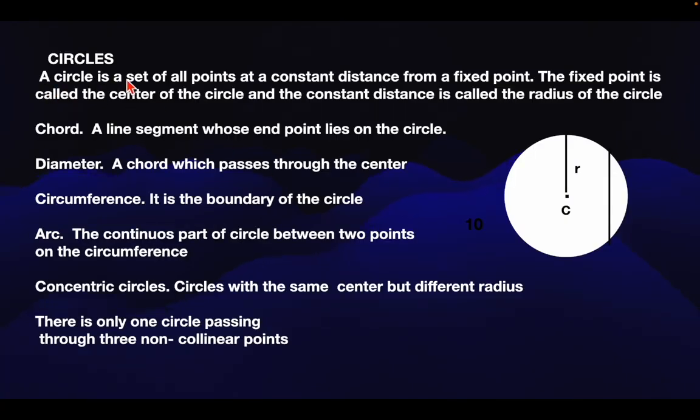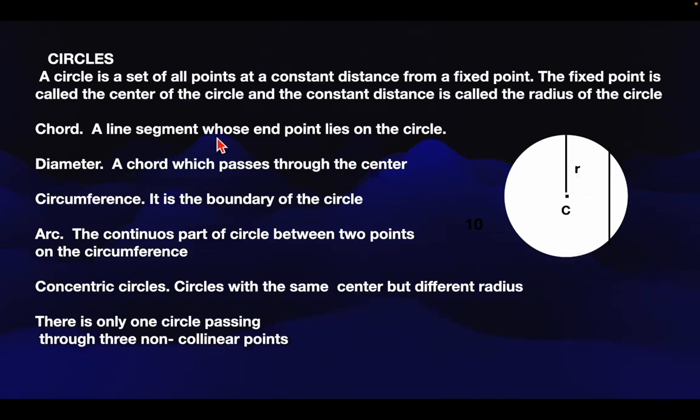Circles. A circle is a set of all points at a constant distance from a fixed point. The fixed point is called the center of the circle and the constant distance is called the radius of the circle. So this is the figure of a circle. You can see this is the center and this distance is called the radius. And this distance will be called the diameter. Diameter is 2 times radius.